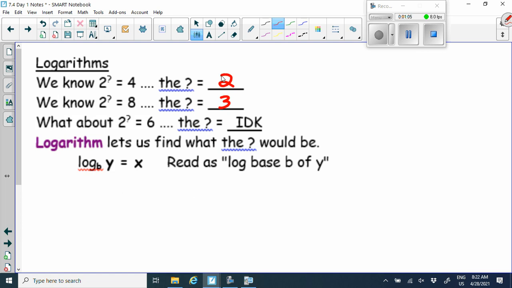So this is what a logarithm looks like. We have log base b of y equals x. And you can see that's how it's read: log base b of y equals x, okay? I will be using that quite a bit, so make sure you understand and know that vocabulary. Let's talk about how we can rewrite from logarithm to exponential form and vice versa.